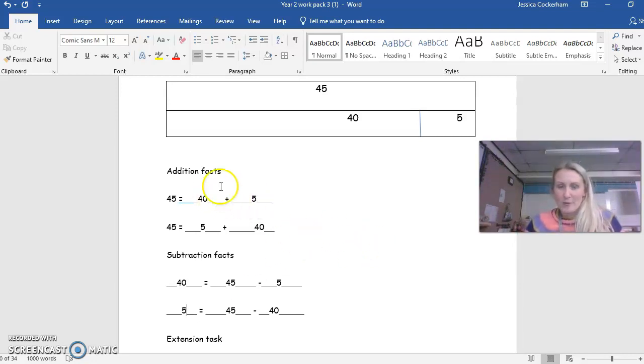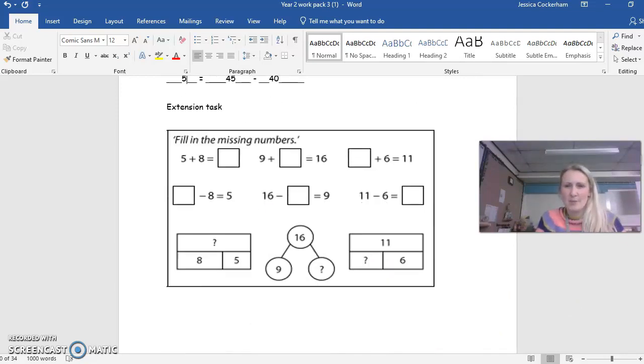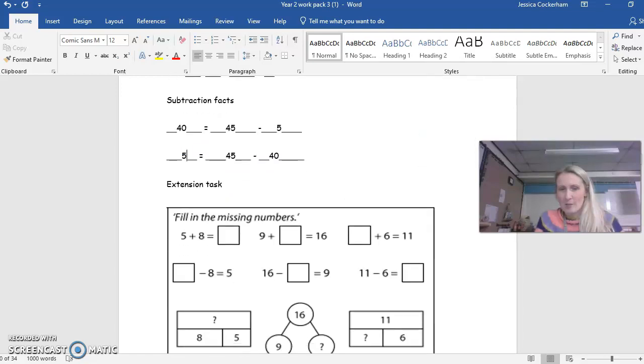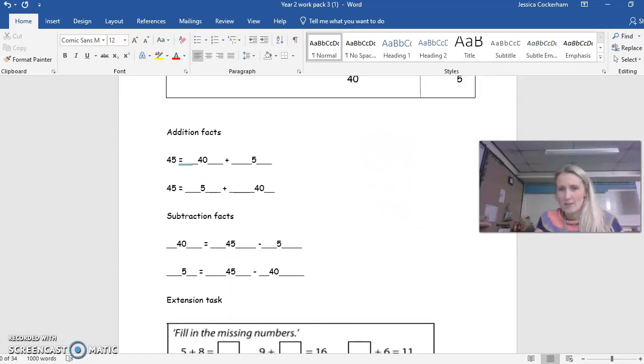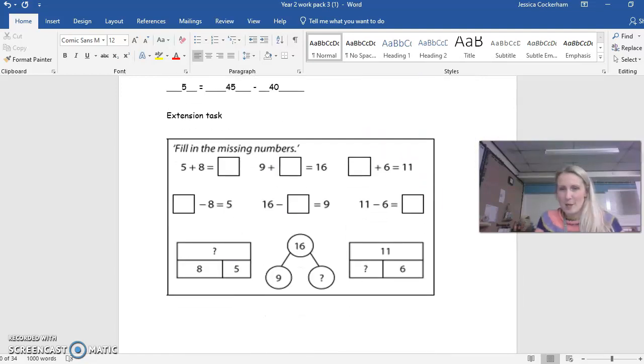Can you think of some more addition facts with 45? So you could come up with 2 more addition facts to make 45, and then 2 more subtraction facts that give us the answer that we've got in your addition fact, if that makes sense. That'd be amazing to try. I've got you a little extension task here as well to do after that, okay? I'd like you to have a go at doing some more addition facts and subtraction facts, okay?